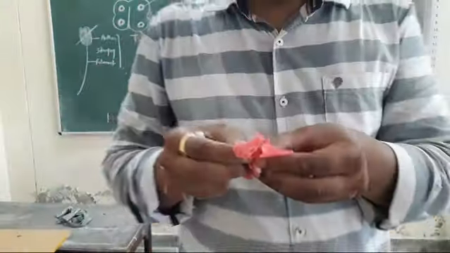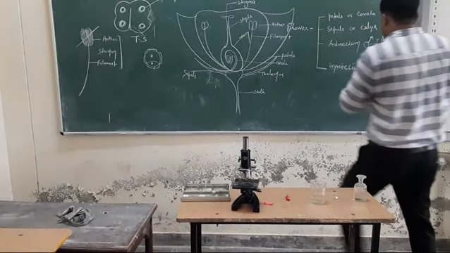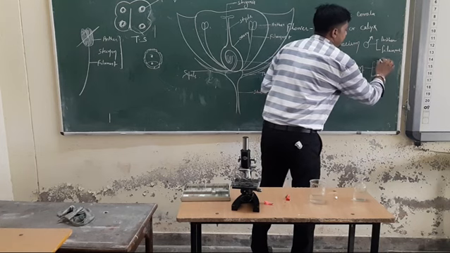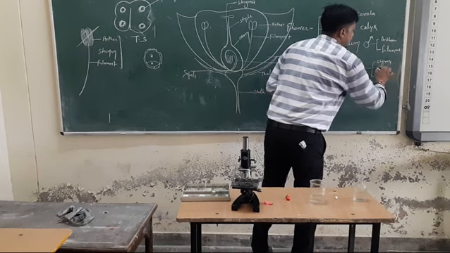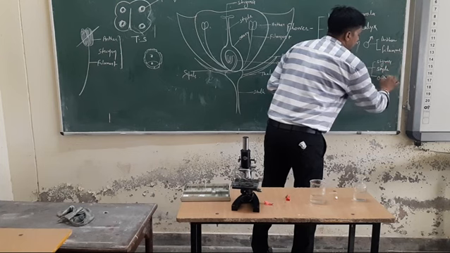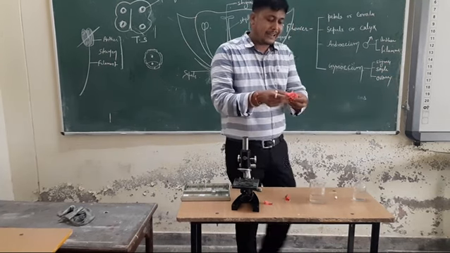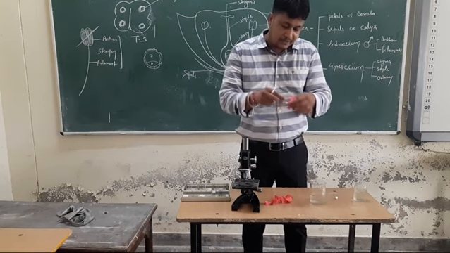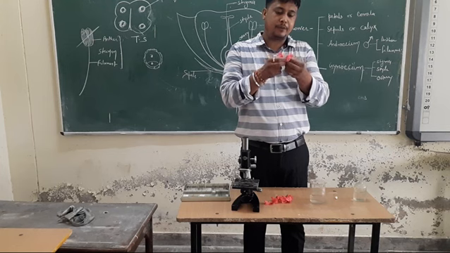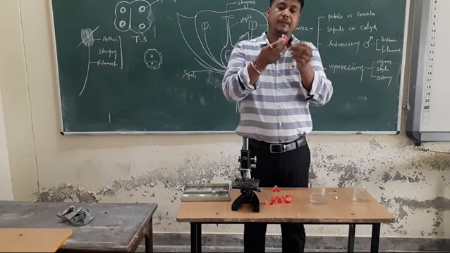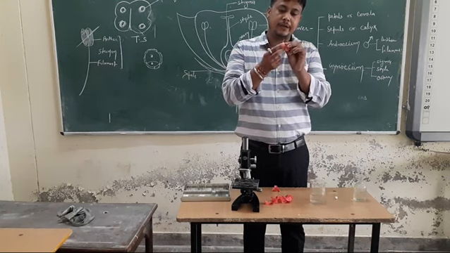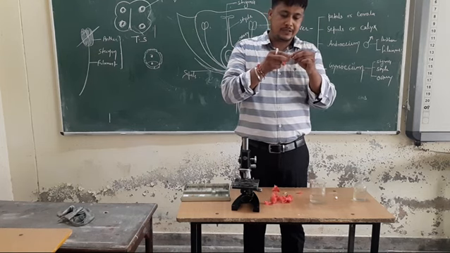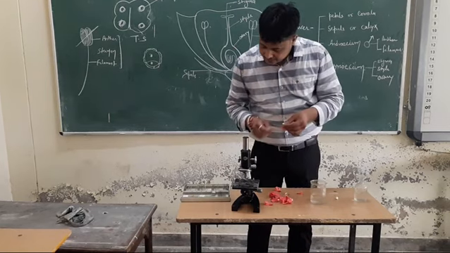And the gynoecium is the female part of the flower, basically made up of stigma, style, and ovary. So if you dissect this flower, you are able to find the female part. Inside there is the female part of the flower. On dissection, you find the female part. So we will just dissect it and get the female part of the flower.